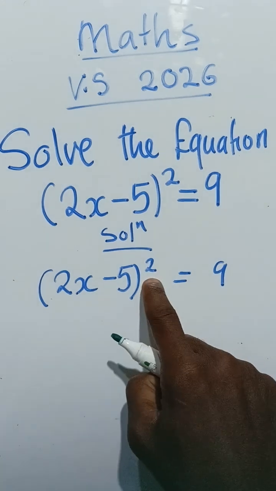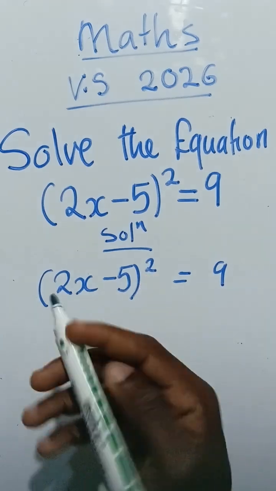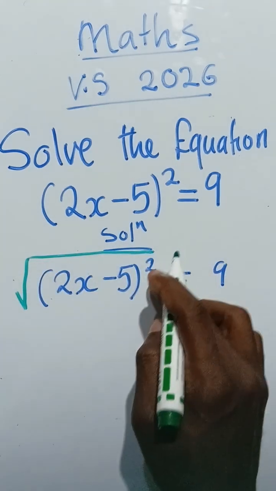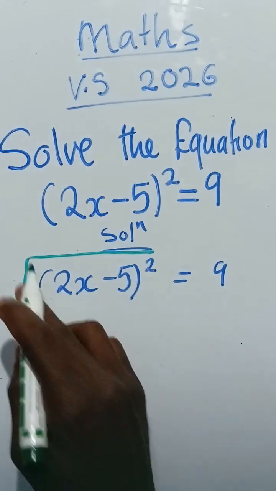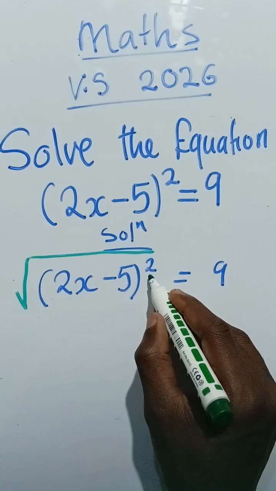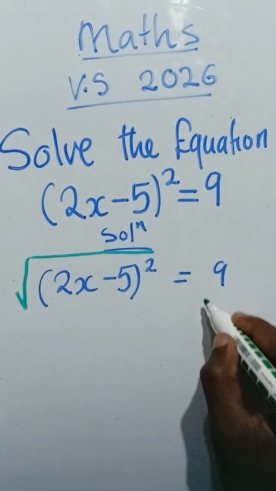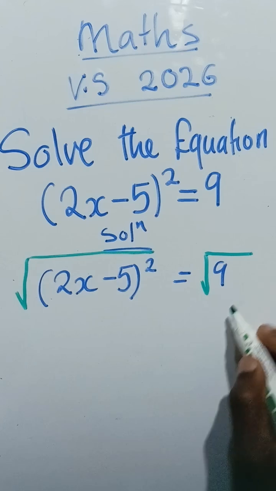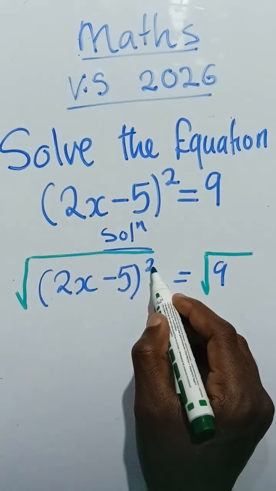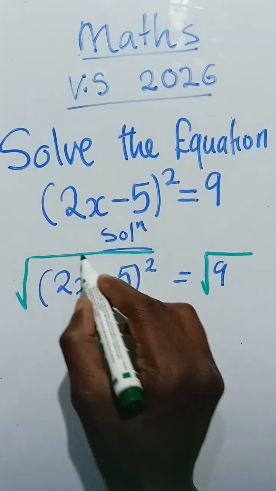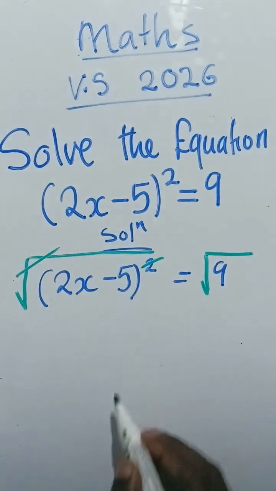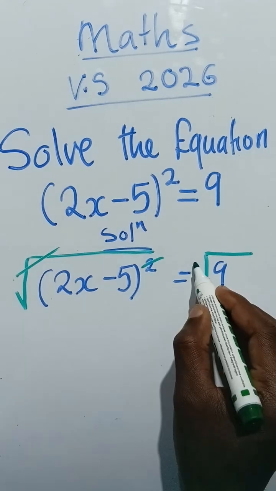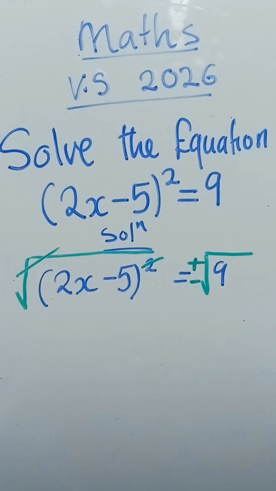To get rid of the power, which is raised to the power 2, we are going to introduce the square root. This is power 2. If it was power 3, we would have said the cube root. So here, this is power 2, we are going to say the square root. Once we introduce the square root this side, we also introduce the square root this side. The square root will cancel the square. Are you seeing that? Then since we've introduced the square root on this side, we are going to have plus or minus.